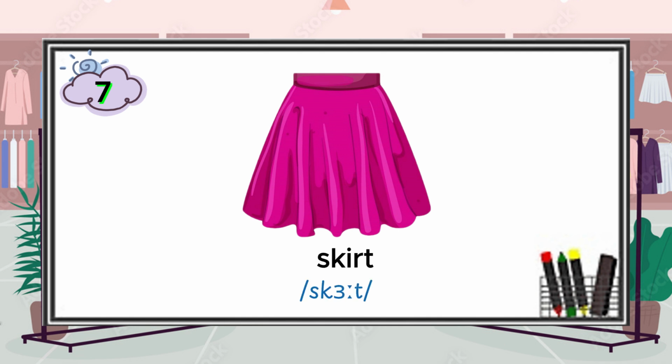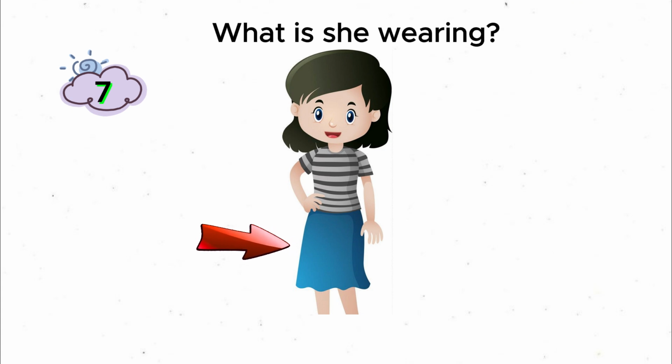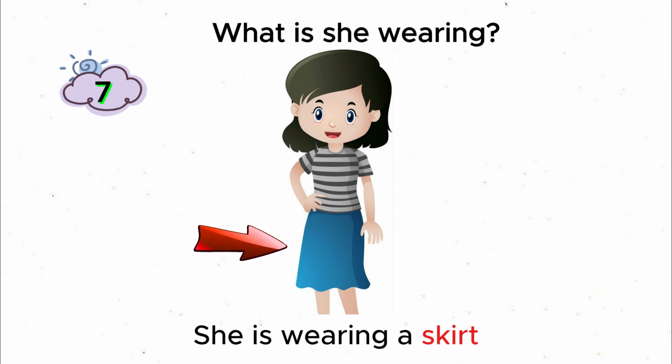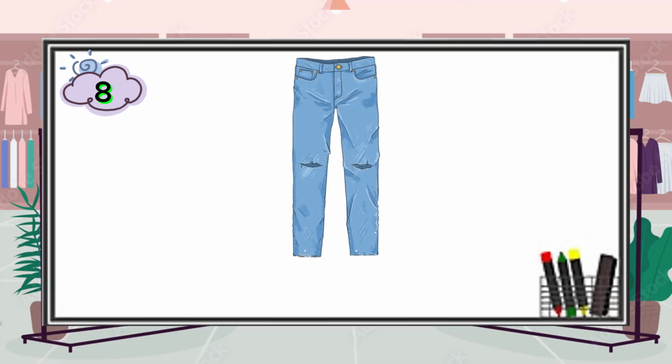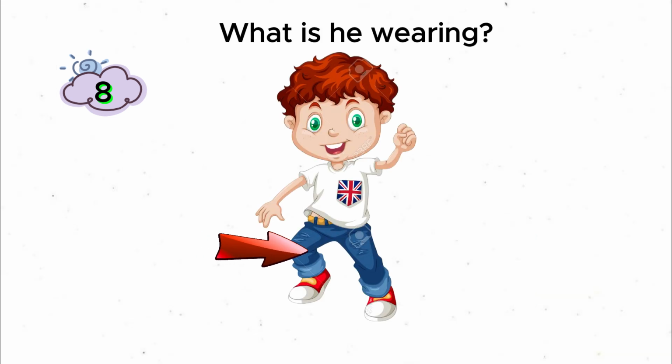Skirt. What is she wearing? She's wearing a skirt. Jeans. What is he wearing? He is wearing jeans.